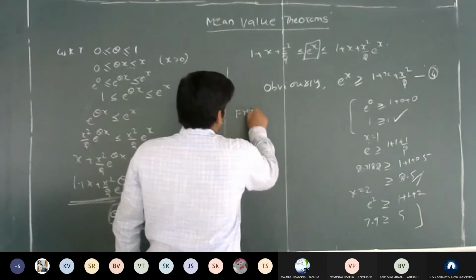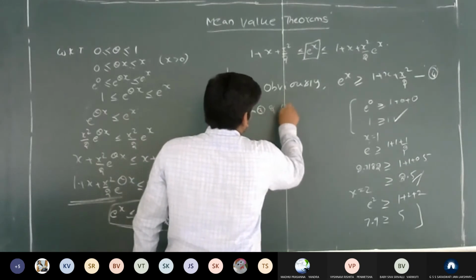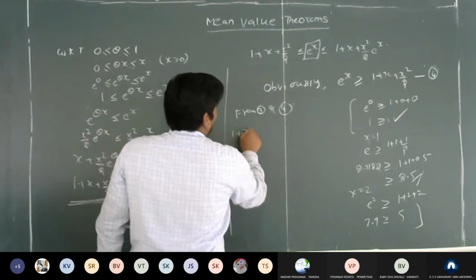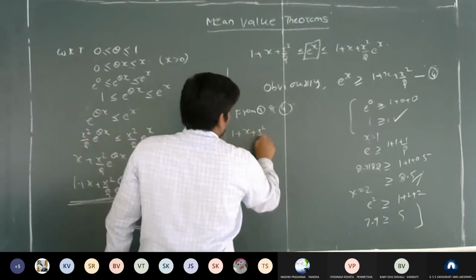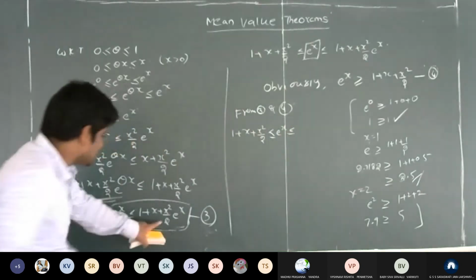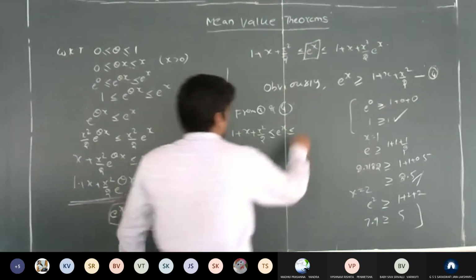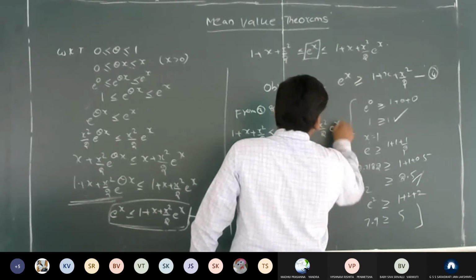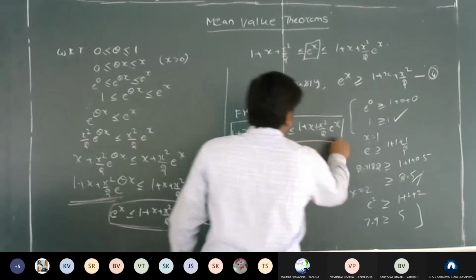So from 3 and 4, what do we conclude? First I am writing 4, that is 1 plus x square by 2 less than or equal to e power x. But e power x is less than or equal to 1 plus x square by 2 into e power x.